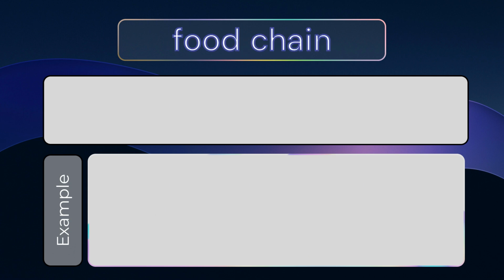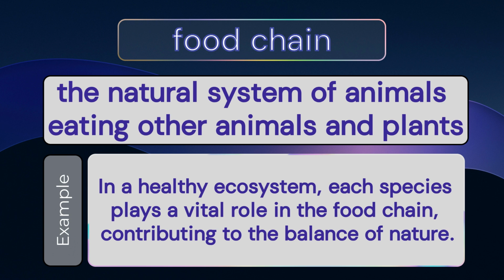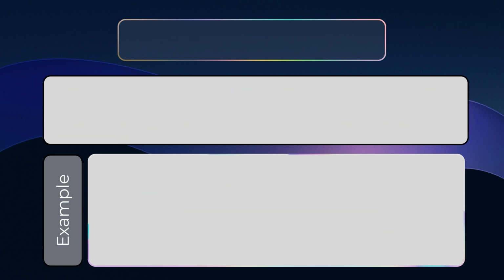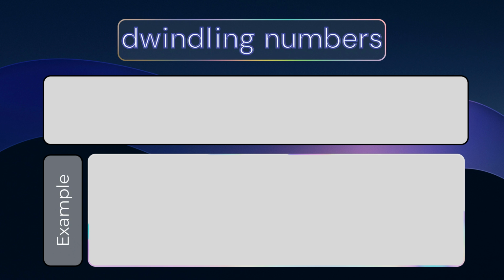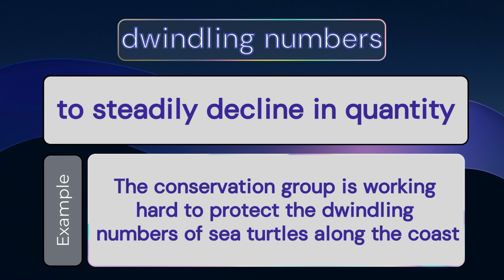Food chain. The natural system of animals eating other animals and plants. Example: in a healthy ecosystem, each species plays a vital role in the food chain, contributing to the balance of nature. Dwindling numbers. To steadily decline in quantity. Example: the conservation group is working hard to protect the dwindling numbers of sea turtles along the coast.